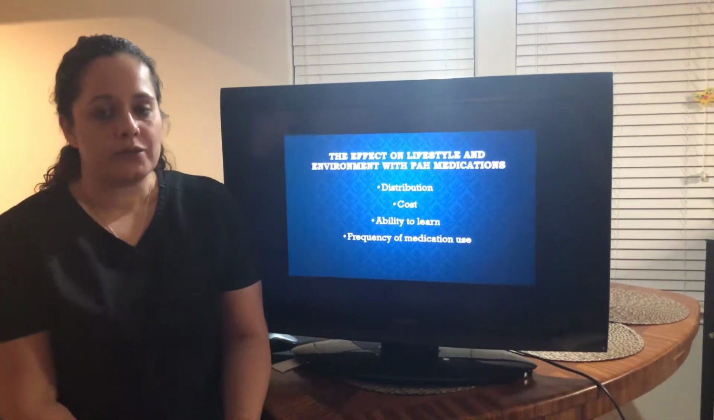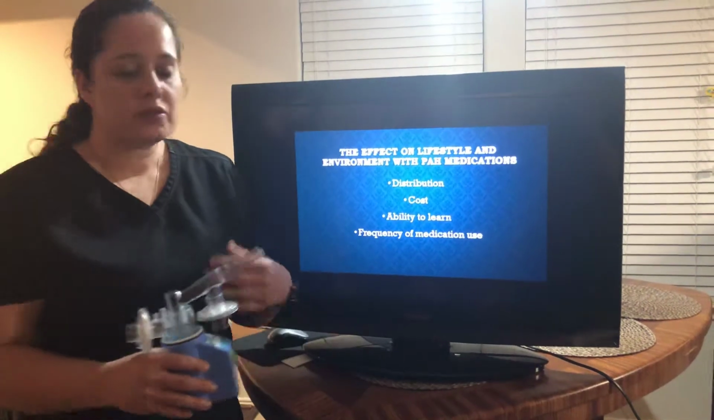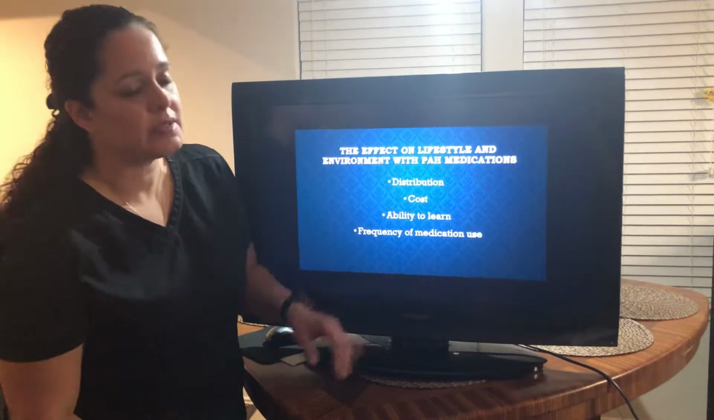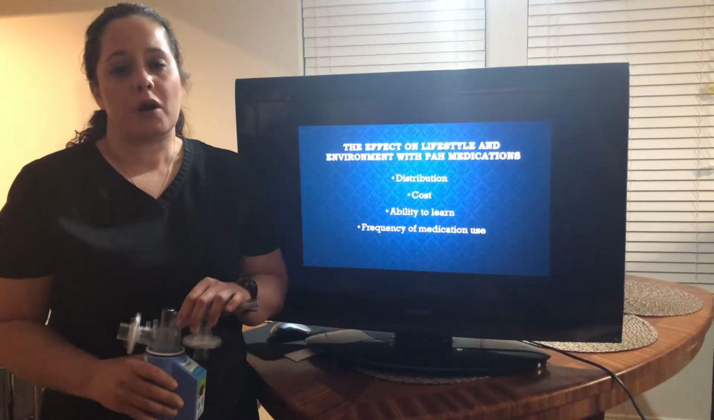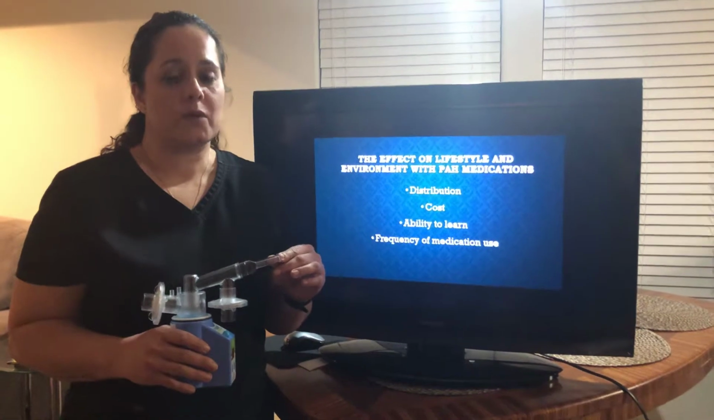And then the ability to learn. It's learning how to use the machines for the inhaled, the IV. There's a lot of patient learning involved. And then finally, the frequency of the medications. Some of them are just once a day, but like the inhaled one, the patients have to take it up to 4 times a day.